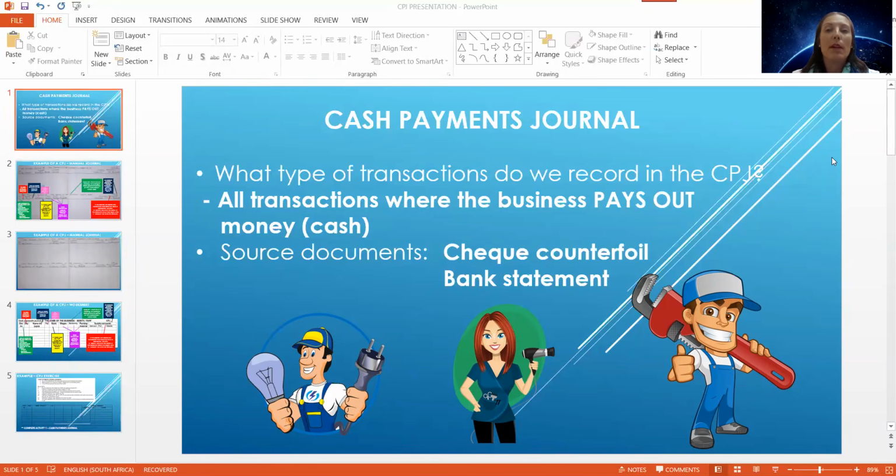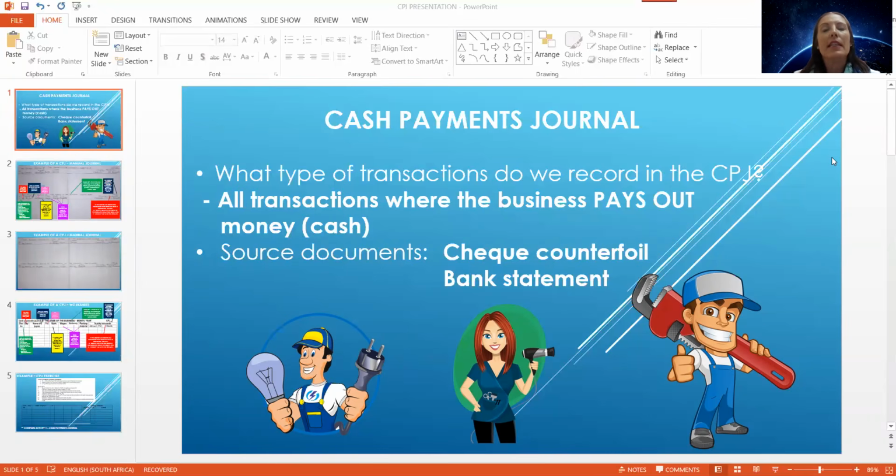It is, if we use the very ancient method of buying or paying something with a cheque, then remember we've done our source documents. Our cheque counterfoil is going to be the source document from where we can go and record the transactions in the cash payments journal. And then secondly, more and more businesses are doing payments over the internet, over your banking app, via EFT, and those transactions will then reflect on the business's bank statement.